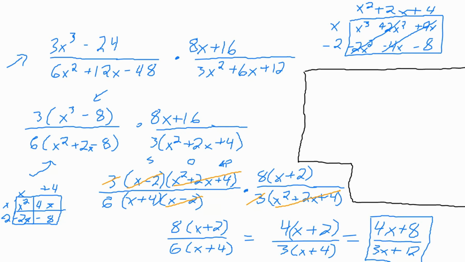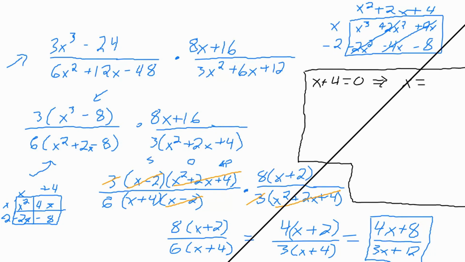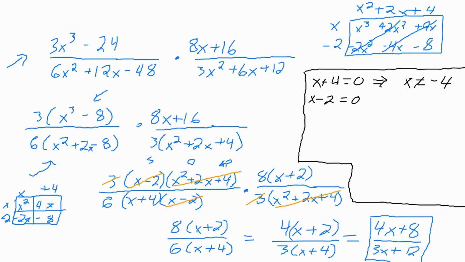But it's the exact same idea. We're looking for times when these things could be 0, so we could say, okay, when could x plus 4 be equal to 0, and that's going to get us a restricted value of x cannot be equal to negative 4. Then what's another one? We don't want x minus 2 to be equal to 0, because that's going to multiply everything to 0. That gets us x cannot be equal to 2.